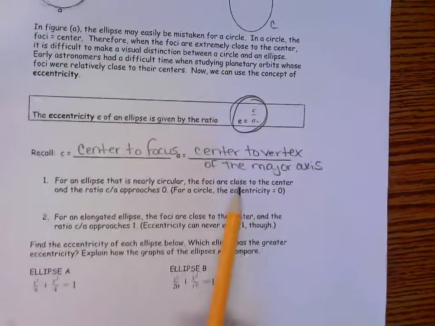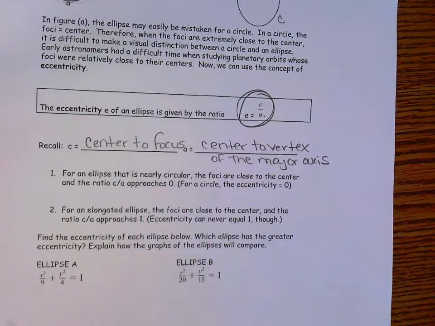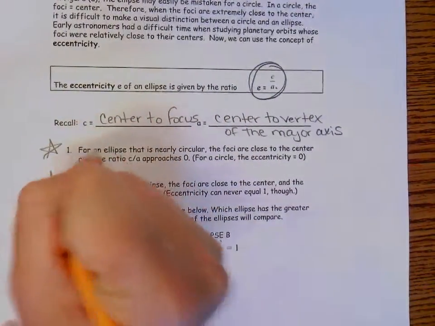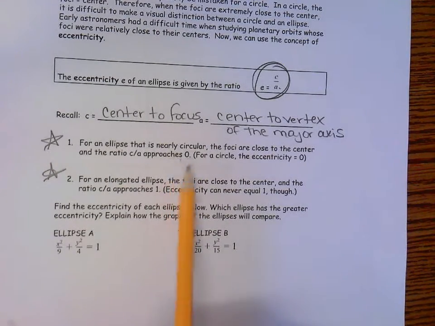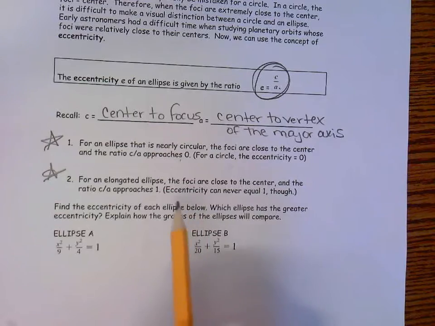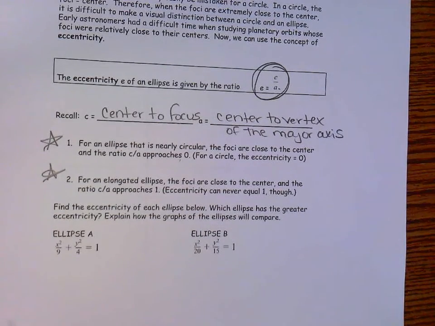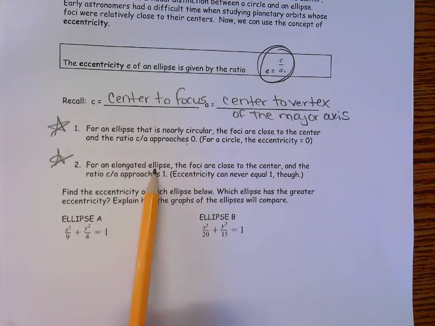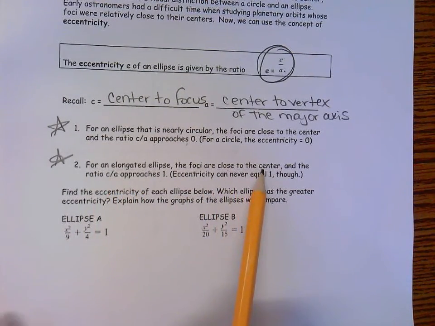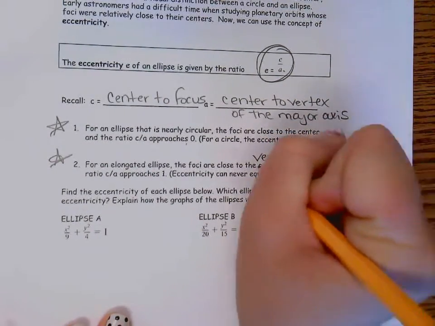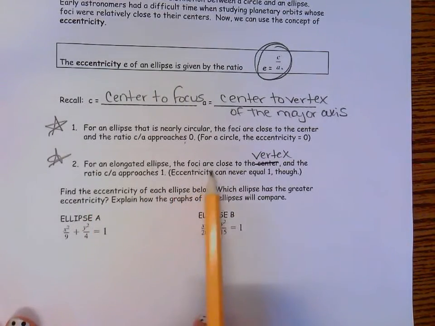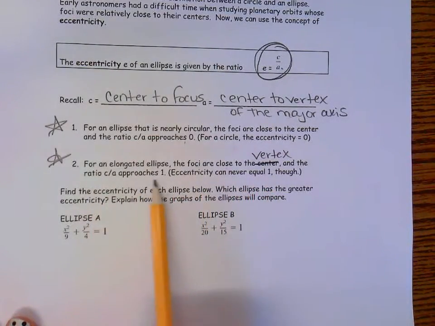For an ellipse to be very circular, we're going to come back to this, but for an ellipse to be circular, the eccentricity is 0, right? It's not odd. It's not eccentric. So like 0.01, that's pretty much a circle. Whereas for an elongated ellipse, the foci are close to the vertex, and the ratio is going to approach 1.